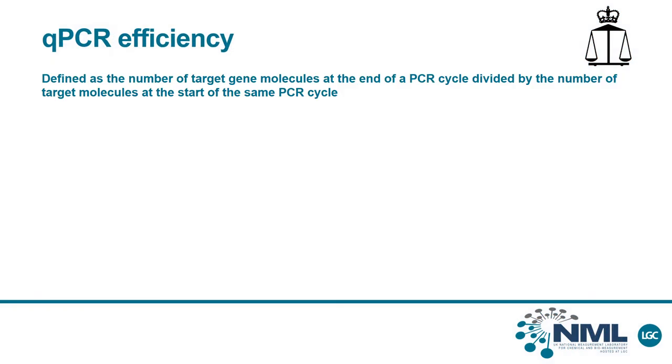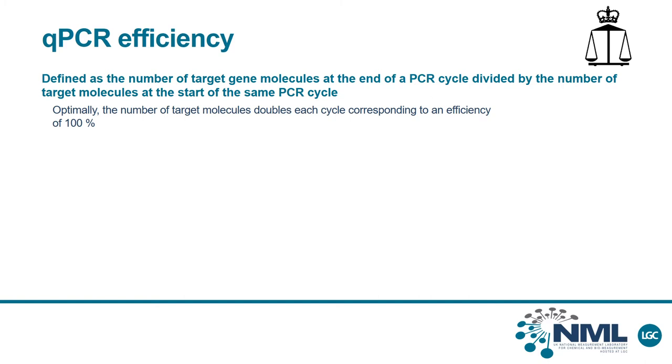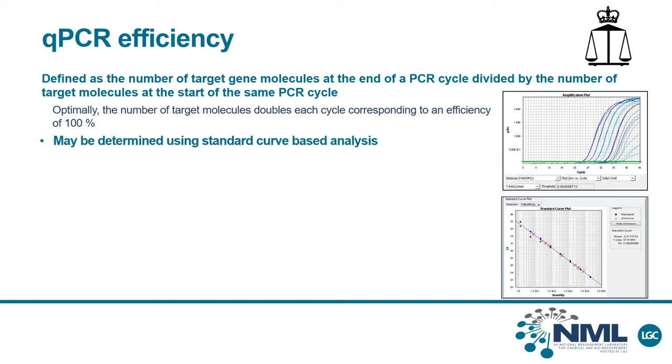Quantitative PCR assay efficiency may be defined as the number of target molecules present at the end of a PCR cycle, divided by the number at the start of the same PCR cycle. For optimal performance, where the efficiency can be described as being 100%, the number of target molecules should double each cycle. The quantitative PCR assay efficiency may be determined using a standard curve-based analysis.